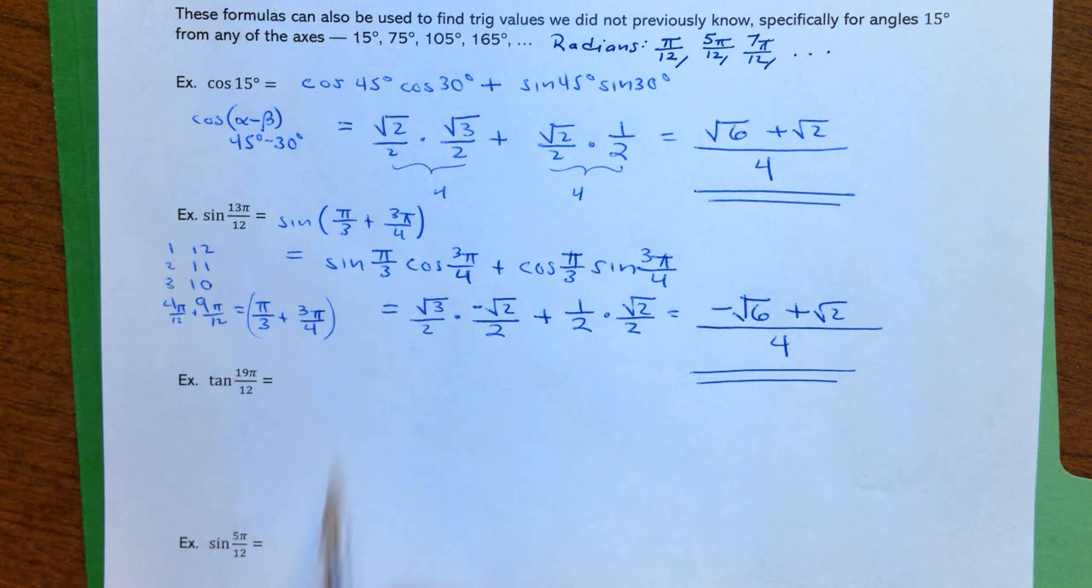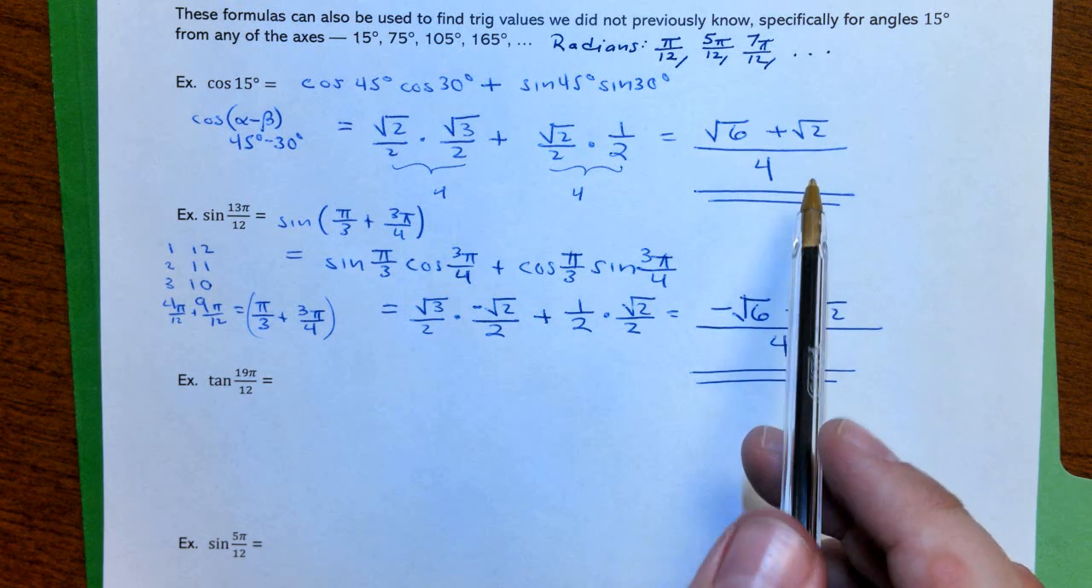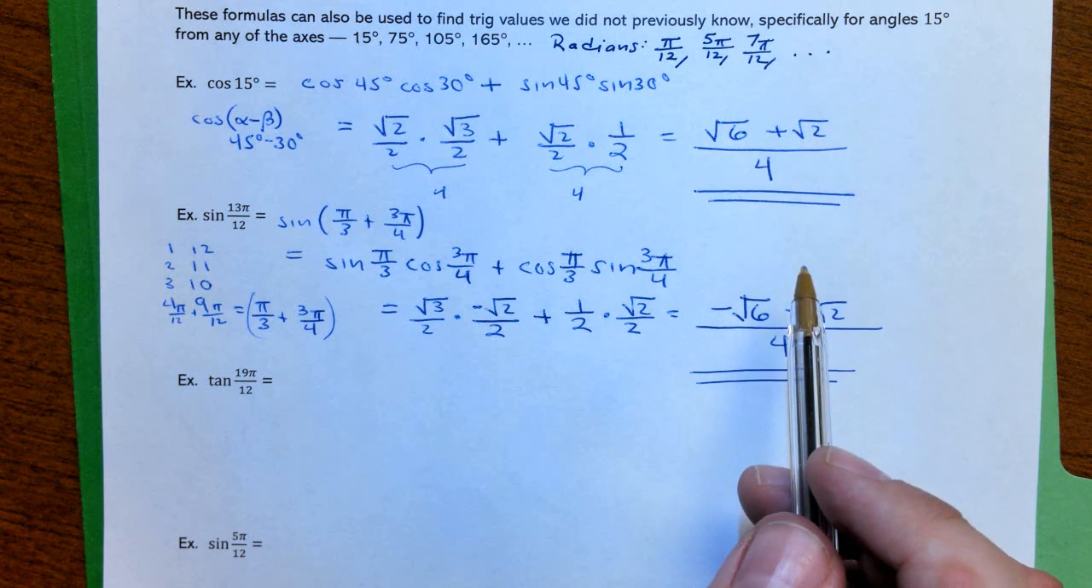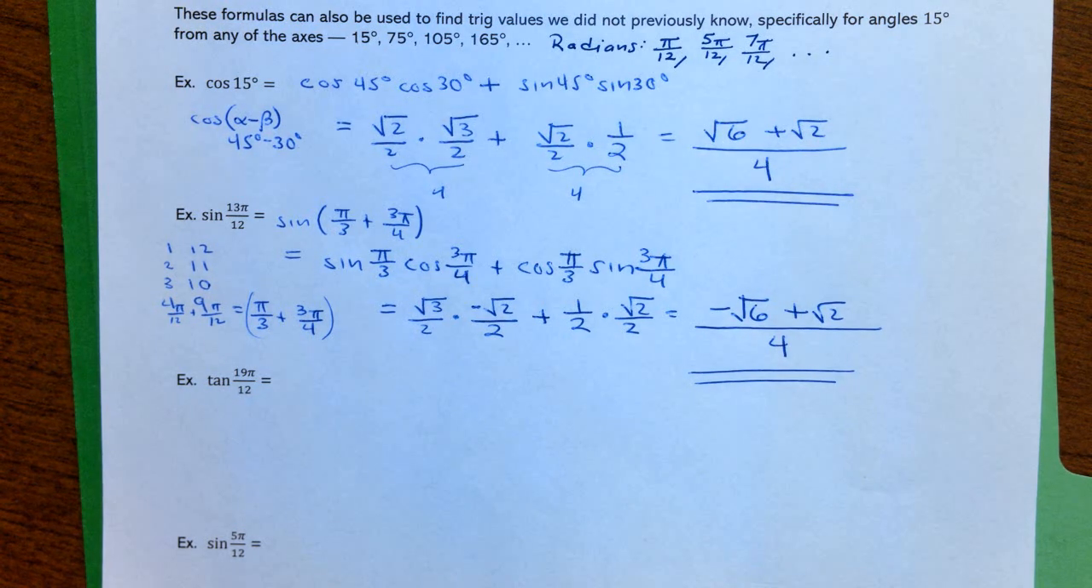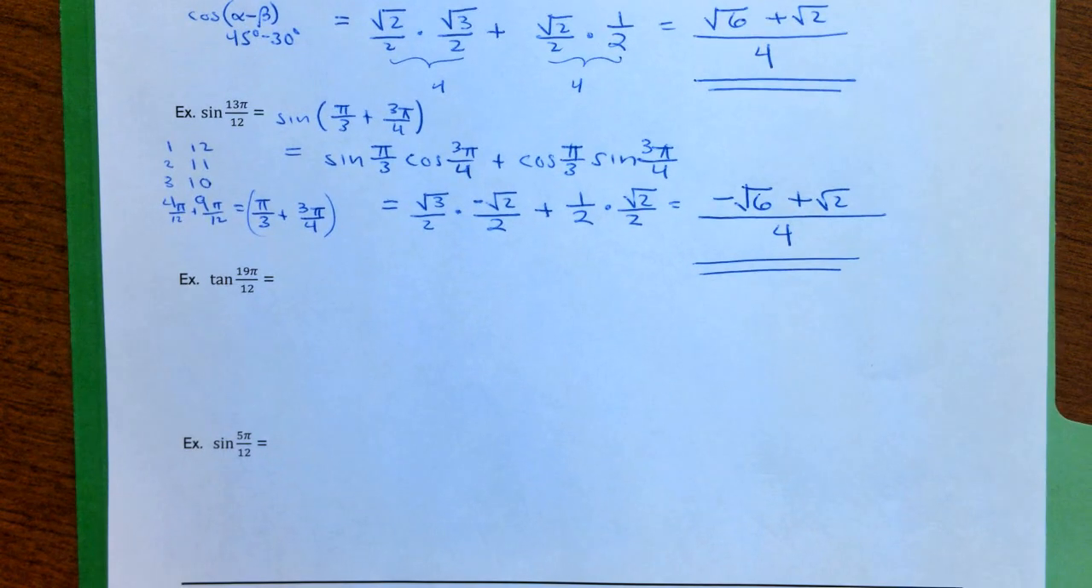And in all honesty, if you do enough of these, you're going to pretty much keep seeing variations on square root of 6 plus 2 or square root of 6 minus square root of 2, similar things to that. Now the exception will be if we do a tangent. Let's do a tangent example next.